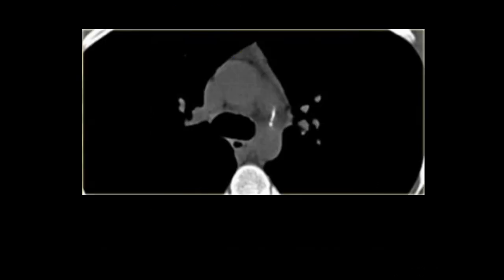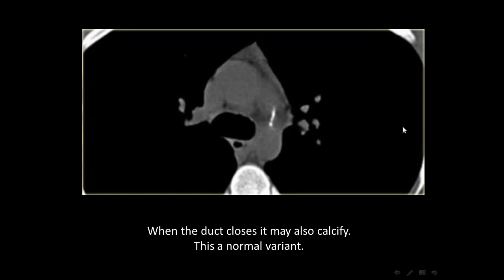What's in here? This is ascending aorta, this is descending aorta, this is the pulmonary trunk. So this is the same structure, right? Except that here we don't have contrast agent. So what is this density of? Calcification, right? Yeah. So this is a normal variation. This is a calcified ductus arteriosus.